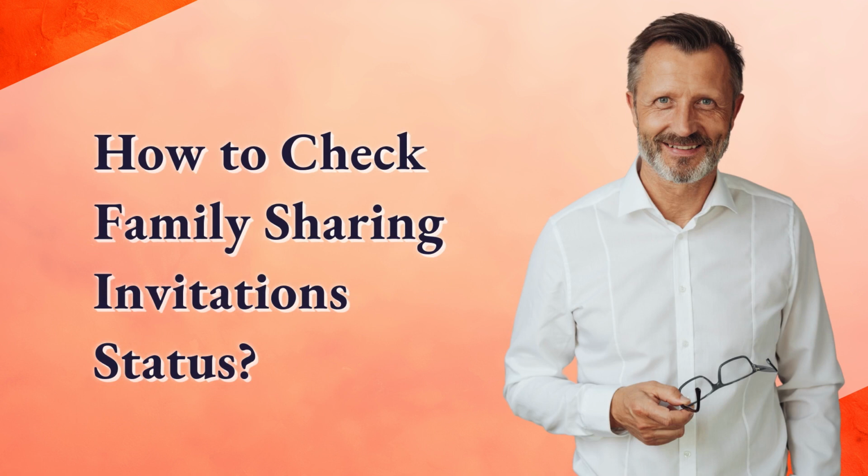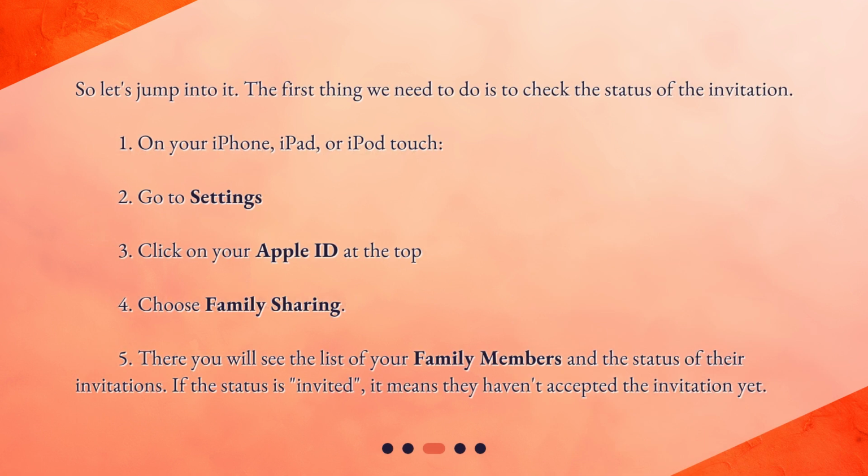How to check Family Sharing invitation status? So let's jump into it. The first thing we need to do is to check the status of the invitation. 1. On your iPhone, iPad, or iPod Touch. 2. Go to Settings. 3. Click on your Apple ID at the top. 4. Choose Family Sharing. 5. There you will see the list of your family members and the status of their invitations. If the status is invited, it means they haven't accepted the invitation yet.